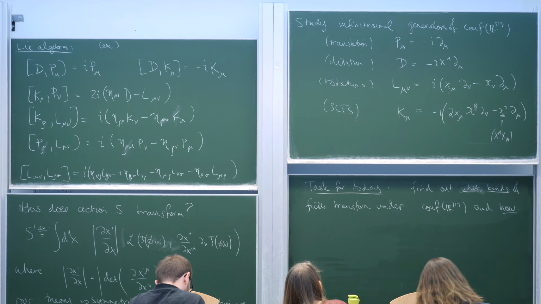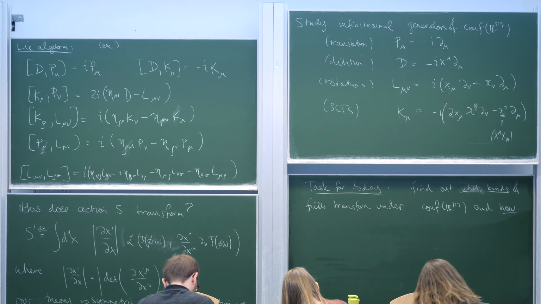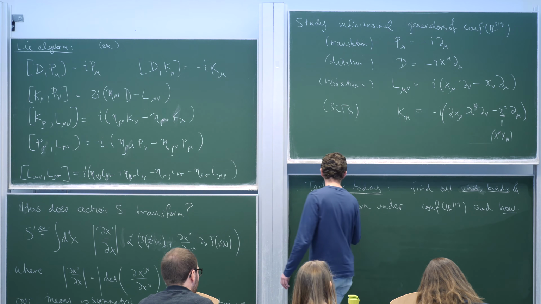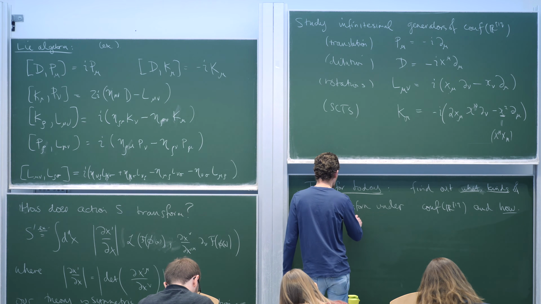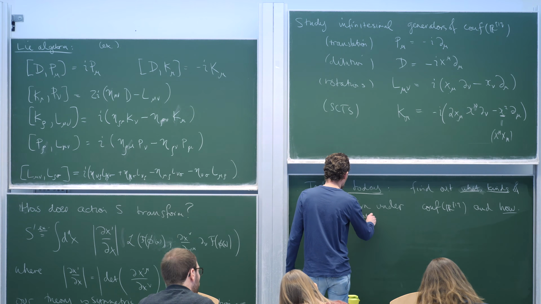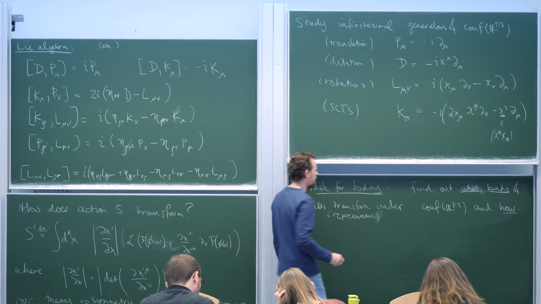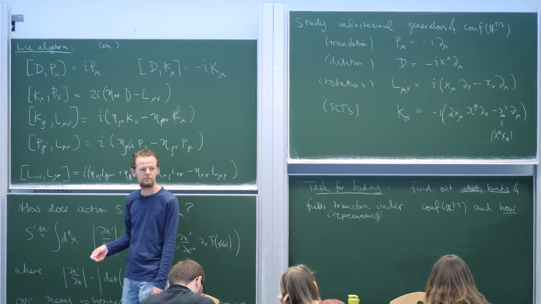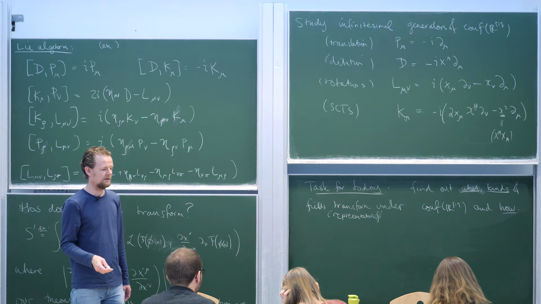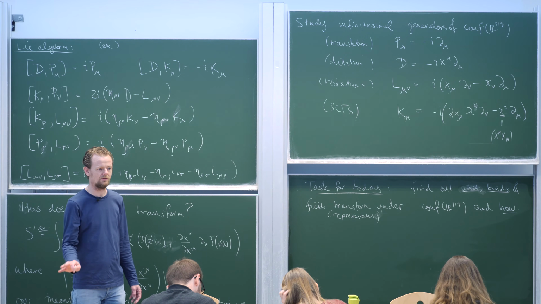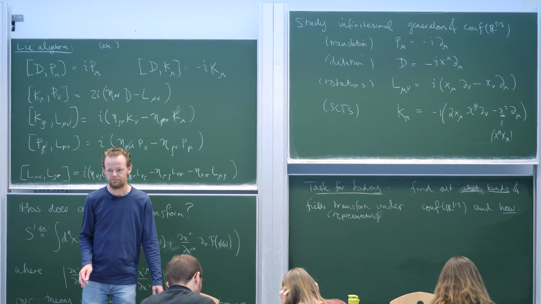So we want to find out what kinds of fields transform, give representations of the conformal group, and how. This task is greatly simplified by the fact that I'm going to assume you know the representations of the Lorentz group.